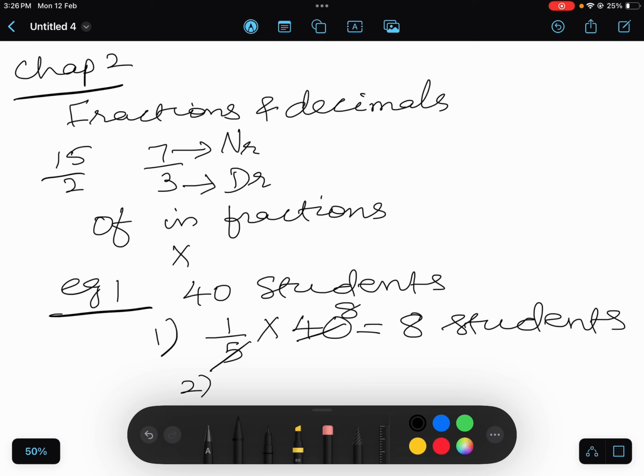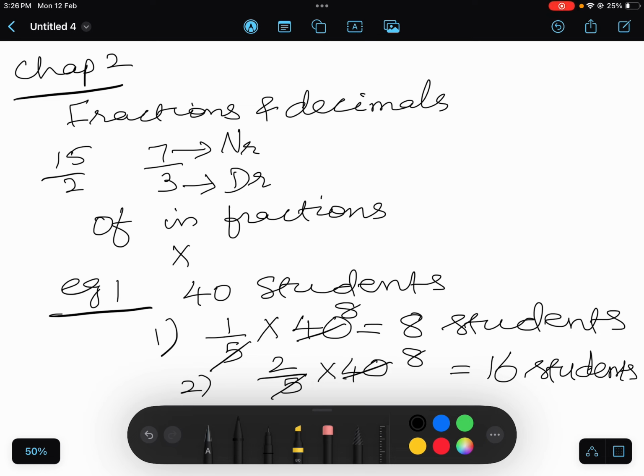Now what about the second part? They have asked how many students like to study maths. So read the problem again. It is given 2 by 5 of the total number like to study maths. So 2 by 5 of the total number. So you can cut it like this. So 16 students like to study maths.